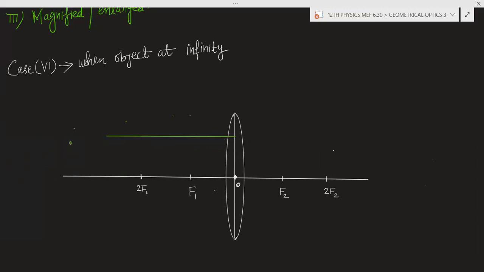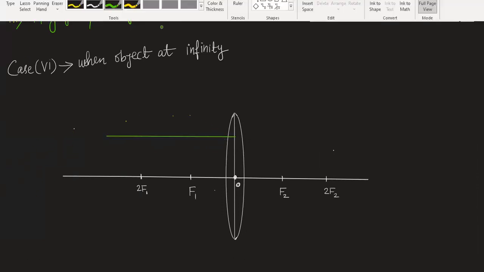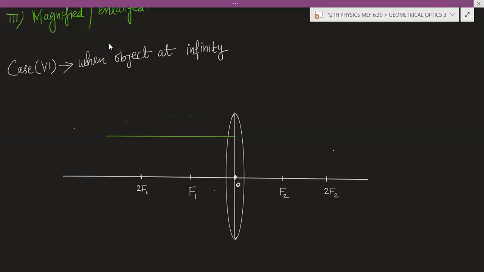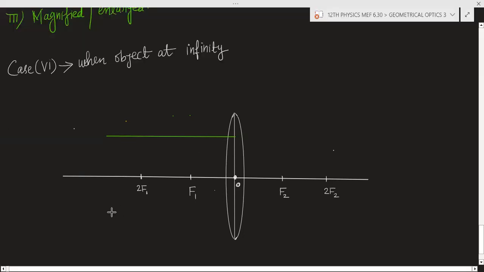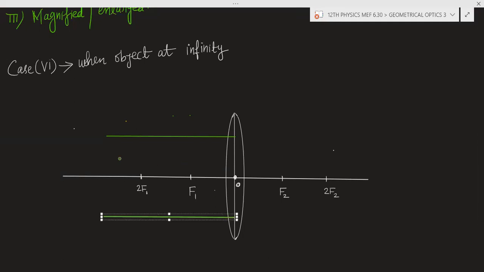This time the object is at infinity. That is why the rays are parallel. All the rays are parallel from that object. So I am taking only two rays. So these two rays are from the object at infinity. These are the parallel rays.